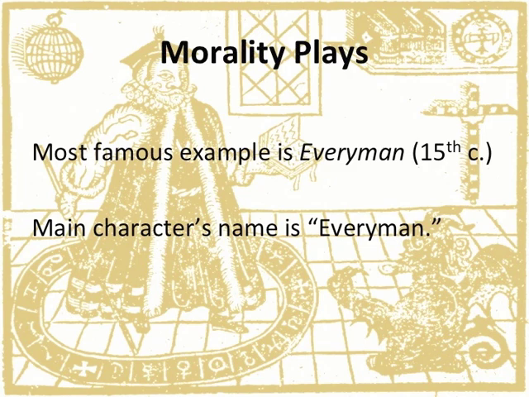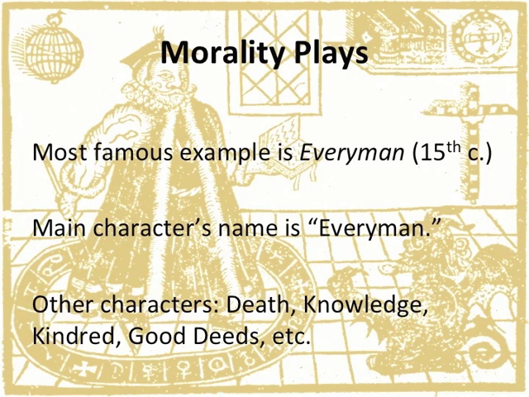And the characters that he approaches to ask to go with him have names that demonstrate their symbolic nature. Their names are things like knowledge or kindred or good deeds. And at the end, good deeds is the only character that accompanies Everyman to heaven. Now, obviously, you can't read a play like Everyman literally. It has to be interpreted symbolically.